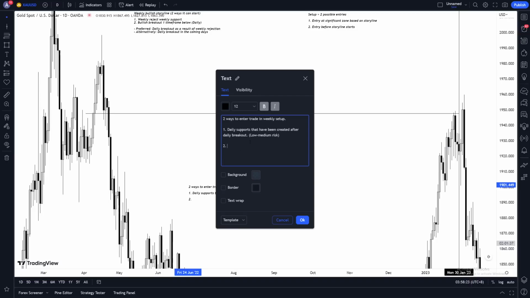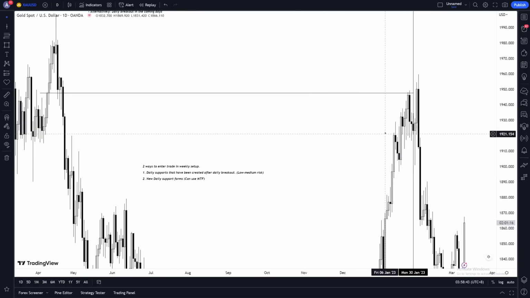So weekly reject weekly, just a new daily support forms, and you take a trade from there, right? You can use multi-time frame to enter this trade. So I'll give you an example of what I mean. Weekly reject weekly, and there's a new daily here, right?